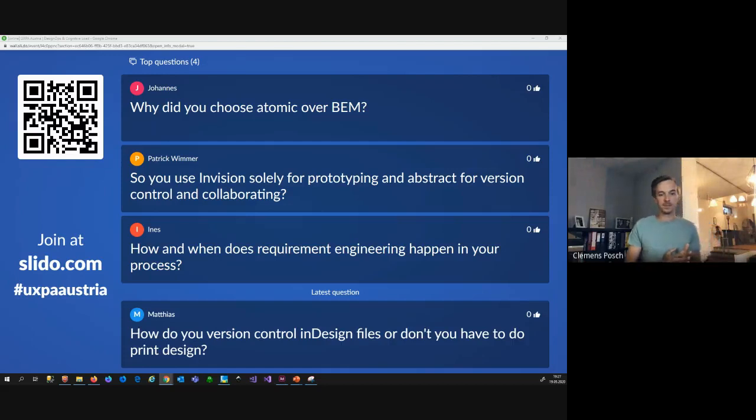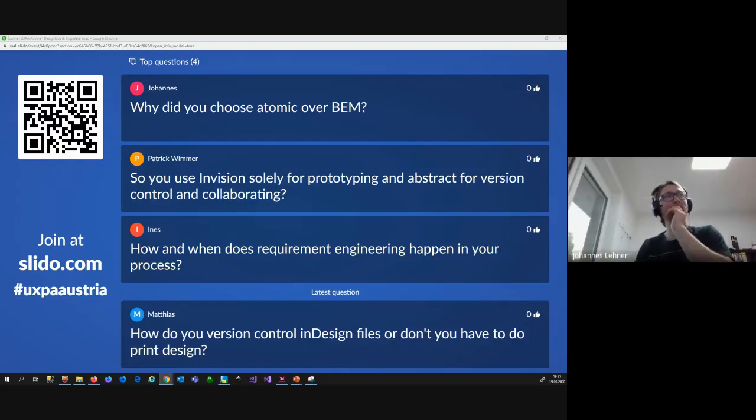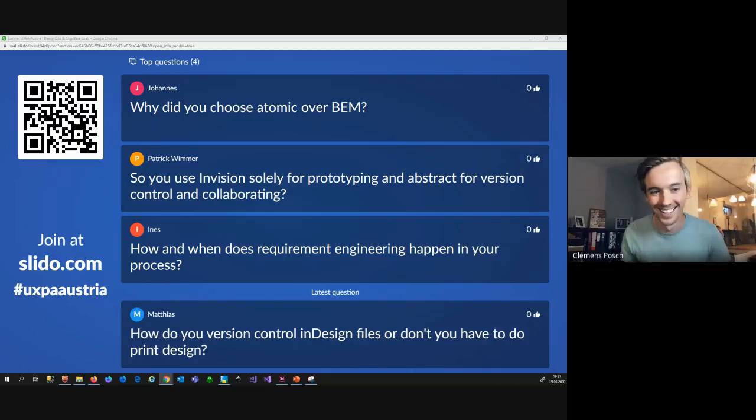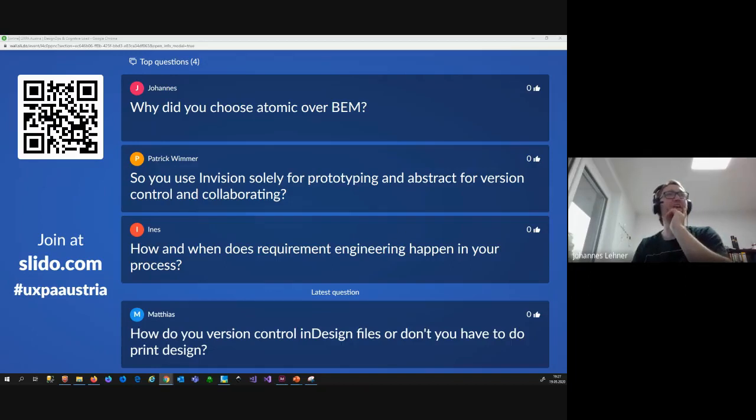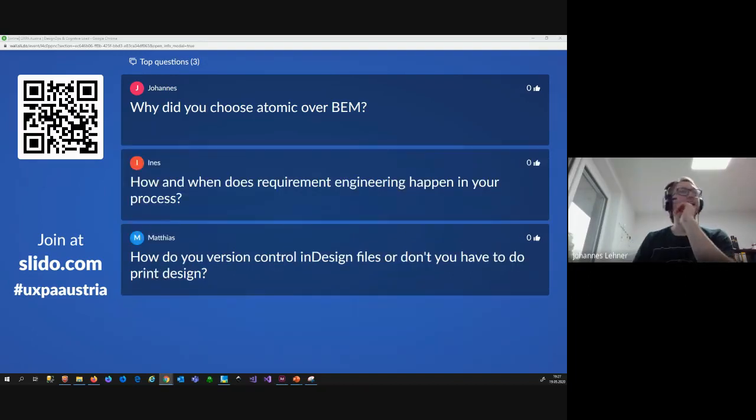Mm-hmm. Okay, Patrick, does this answer your question? It seems like, yes. Okay. So I mark it as answered. Next question by Ines: How and when does requirement engineering happen in your process?